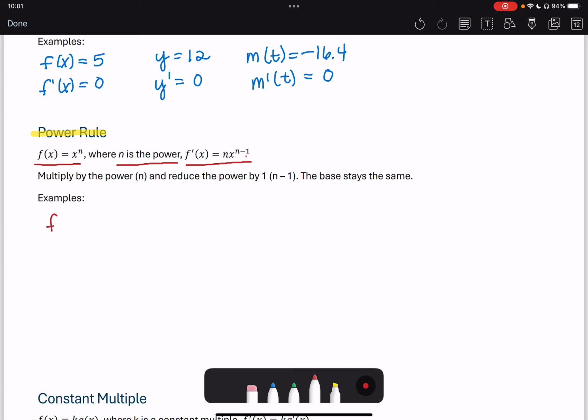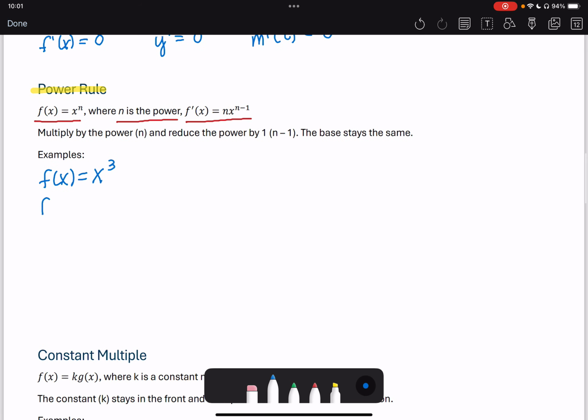Let's say my f of x function is x to the third, or x cubed. My n here is 3. So what I need to do to find the derivative is bring the n down to the front, so bring the 3 down to the front, and then it'll be x, and then 3 minus 1 as the exponent, which is just a 2. So f prime of x will equal 3x squared. And that is the derivative.